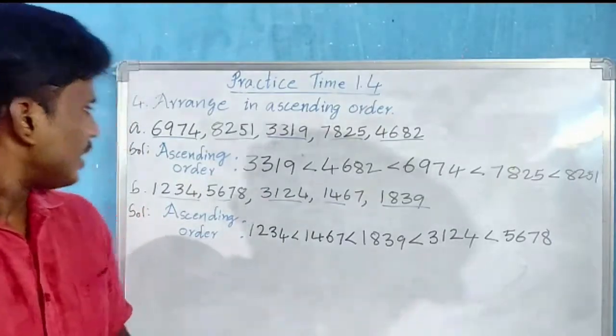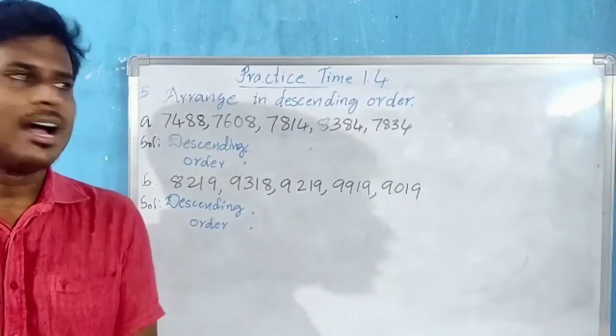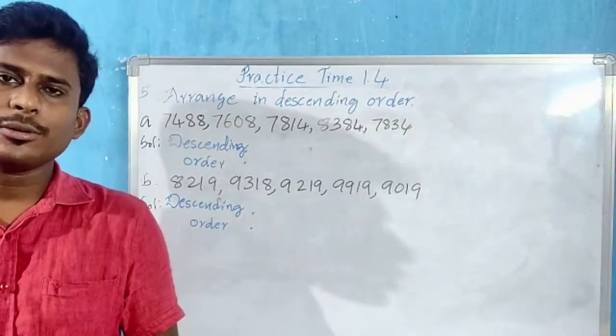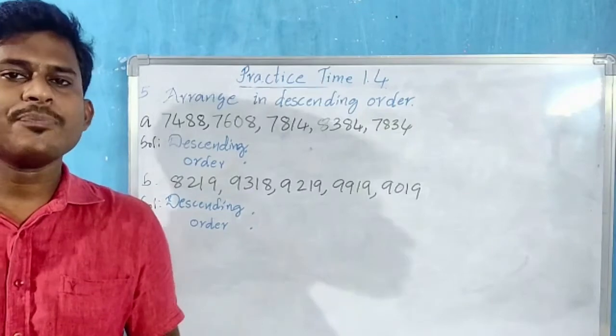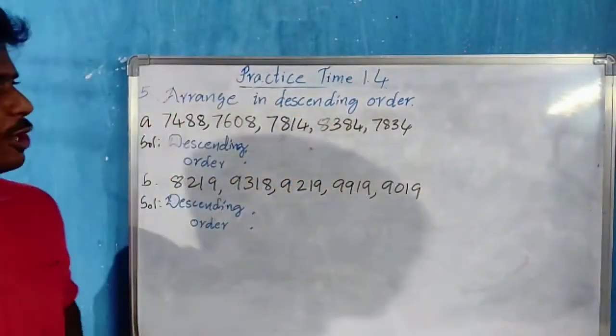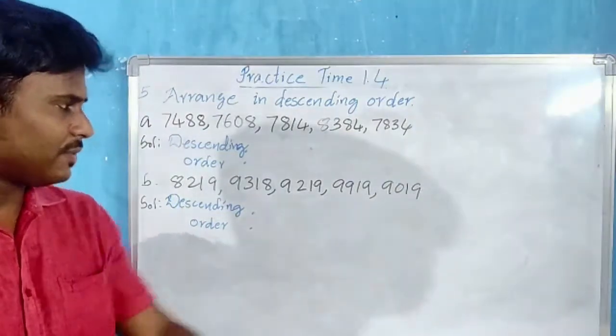Okay. Now go for the last bit, fifth bit. Fifth bit: arrange in descending order. So descending order, what is meant by descending order? Arrange the given numbers from largest to smallest. So in the thousands place, we have to look for the largest digit first.